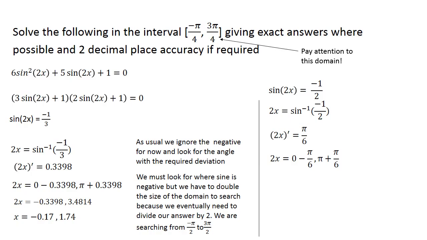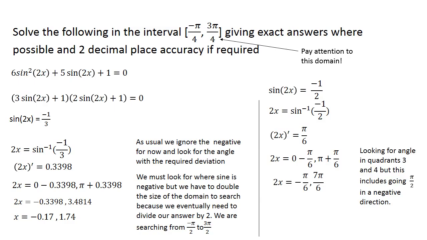So we're looking for 0 minus pi over 6. That's going to take us to the fourth quadrant using a negative rotation, a clockwise rotation. And then we're going to take pi plus pi over 6, which takes us to the third quadrant using the same deviation of pi over 6. Remember, we always just look at the deviation and the quadrant to help us to figure out where our angle is. Each of these angles has to be divided by 2, remember. So we have 2x is equal to these two things, minus pi over 6 and 7 pi over 6.